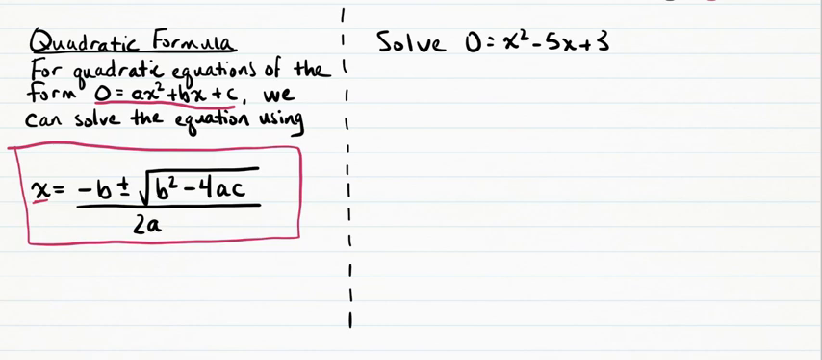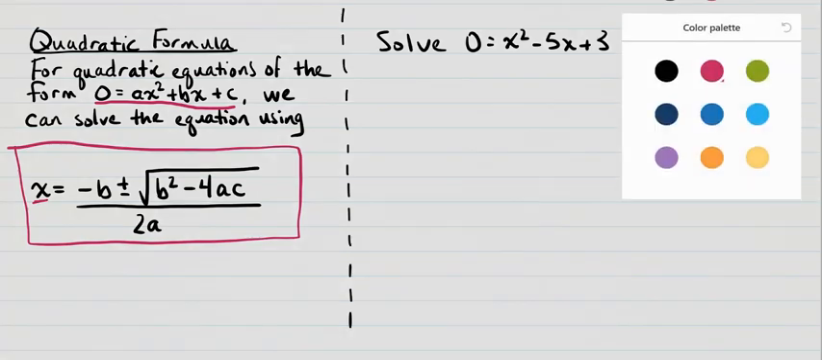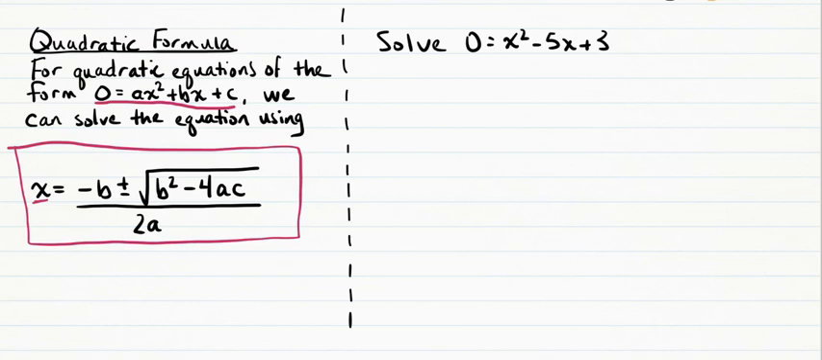So now let's go back to that question that we saw before. Solve 0 equals x squared minus 5x plus 3. Here we can identify the values of a, b, and c because the equation is already in the form where it's 0 equals a quadratic in standard form. The value of a is the coefficient of x squared, which in this case is 1. So a is equal to 1. B is the coefficient of x, which is negative 5. And c is the value of the constant, which in this case is positive 3.